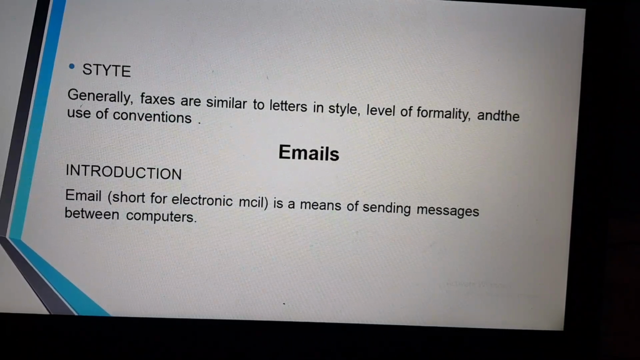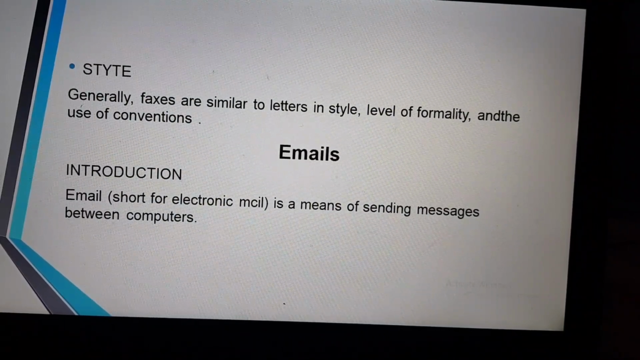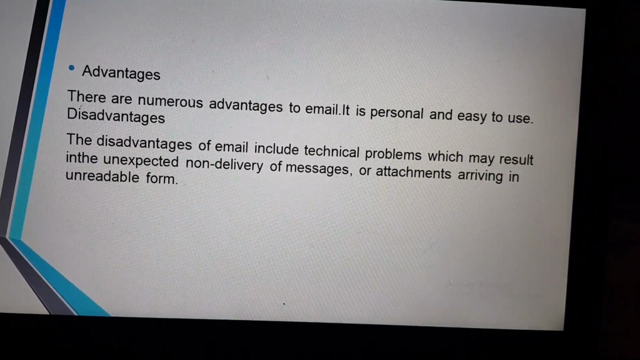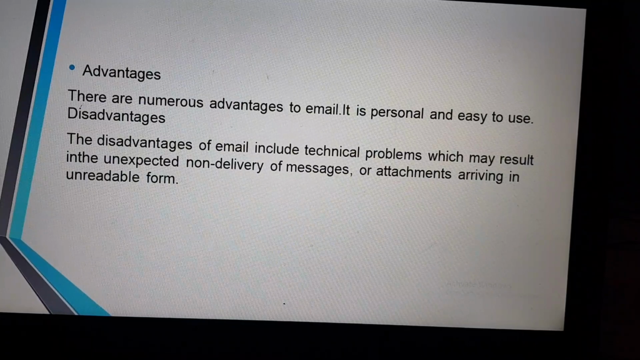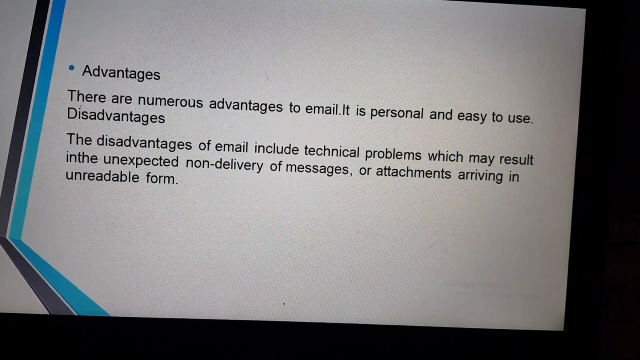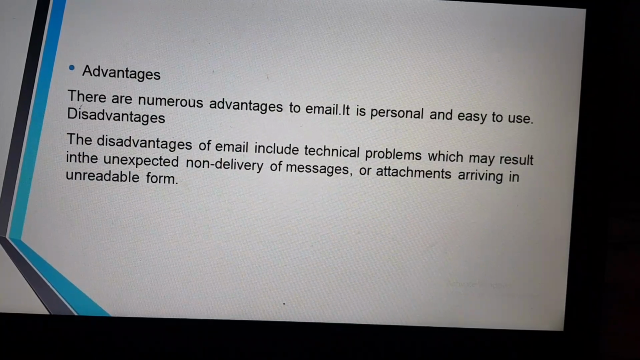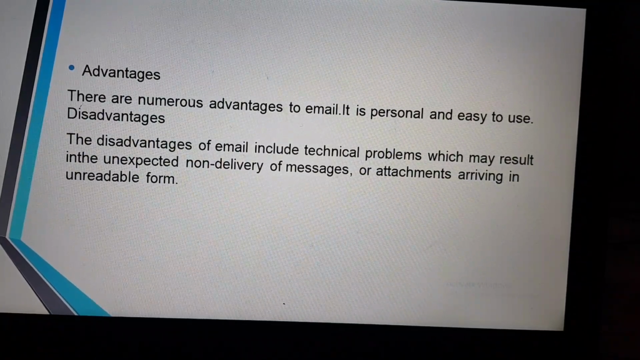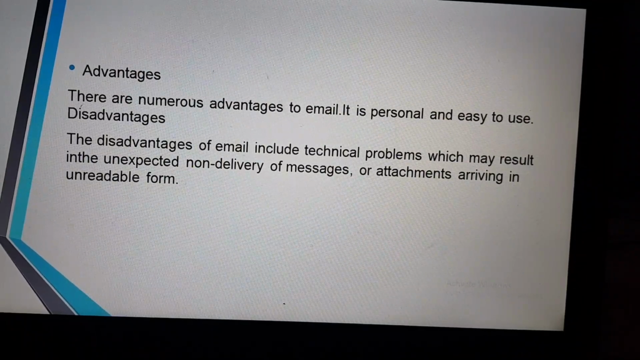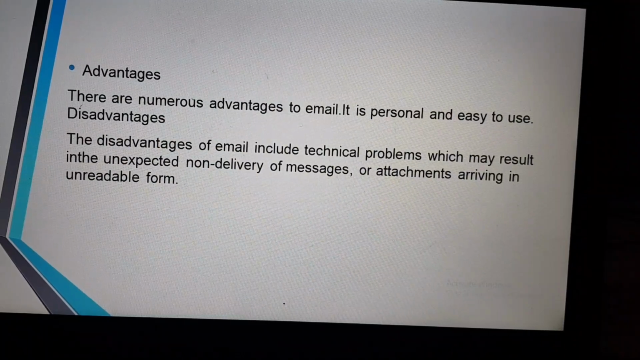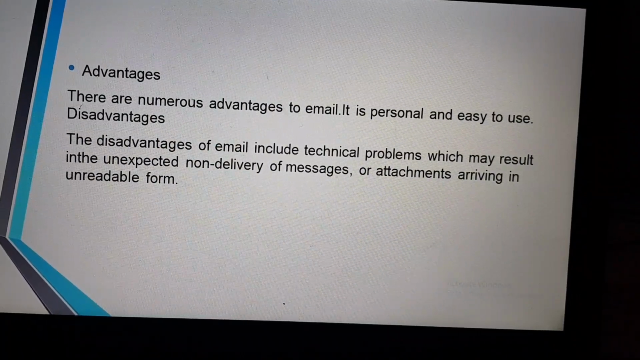Emails. Introduction. Email, short for electronic mail, is a means of sending messages between computers. There are numerous advantages to email. It's personal and easy to use. Disadvantages. The disadvantages of email include technical problems which may result in the unexpected non-delivery of messages, or attachments arriving in unreadable form.